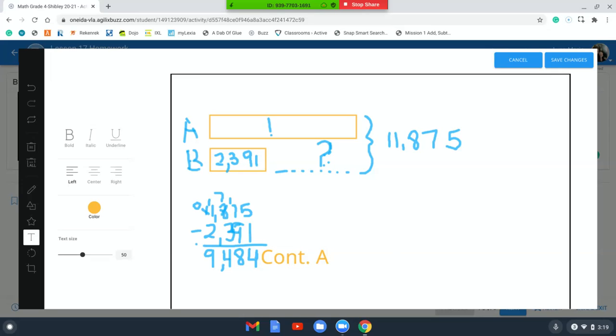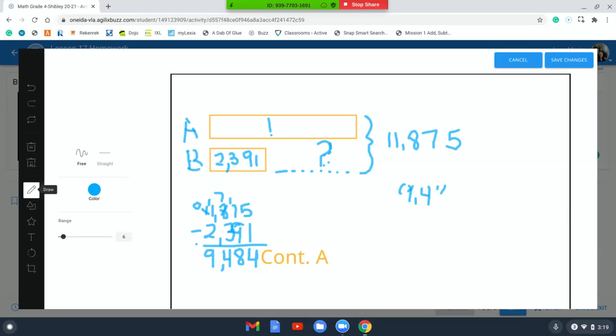Okay, so our next part is now to figure out how much bigger or how much more container A holds than container B. So now I'm going to take the amount that I got for container A, so my 9,484, minus 2,391.